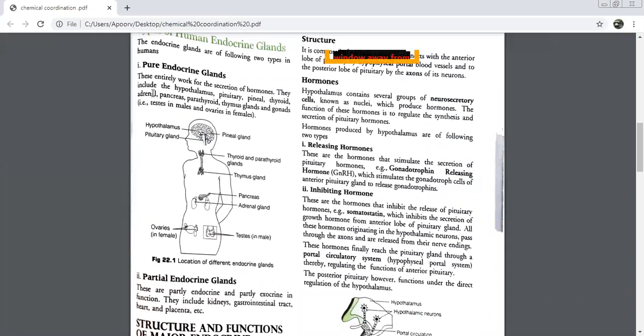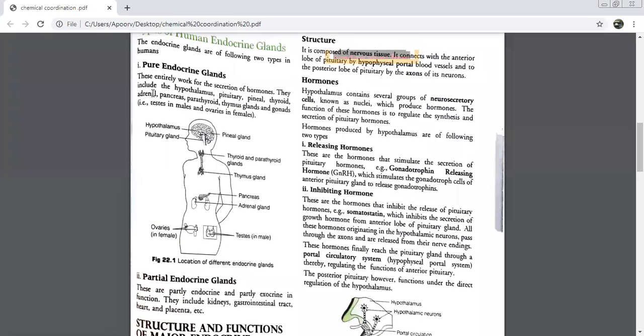The glands which work entirely for the secretion of hormones. Very good. Yes, beta. And the second kind of glands, I told you the heading also. What is the second type of glands that we have? Partial endocrine. Partially, you already told me the meaning, not entirely or not completely.